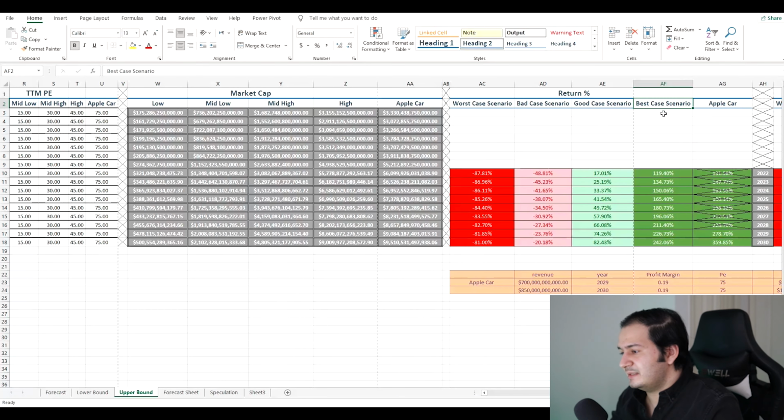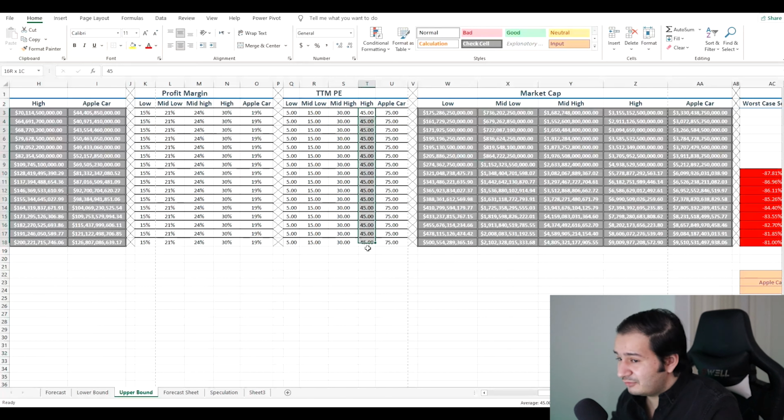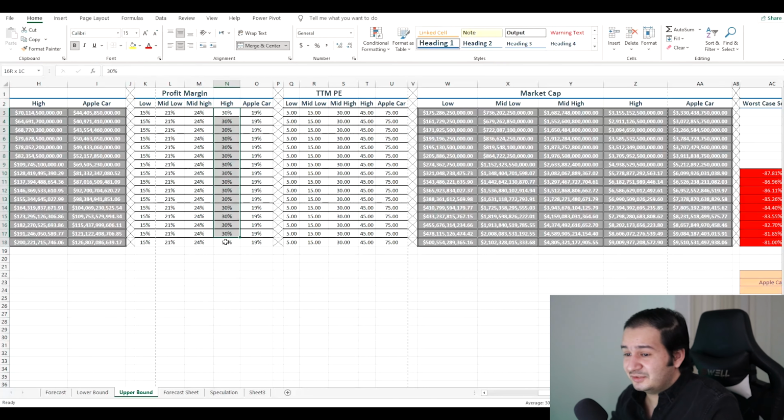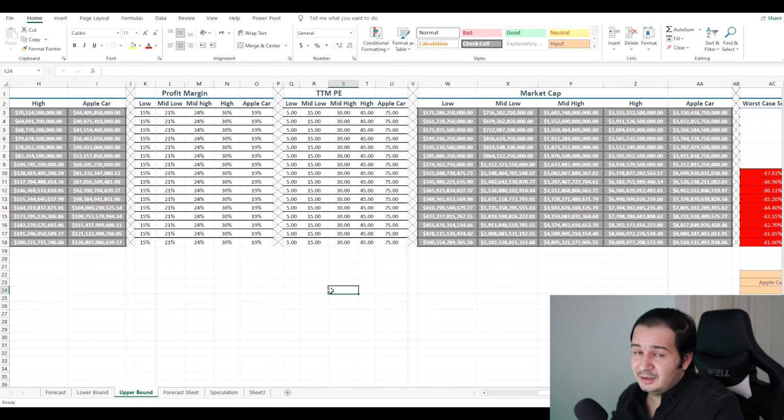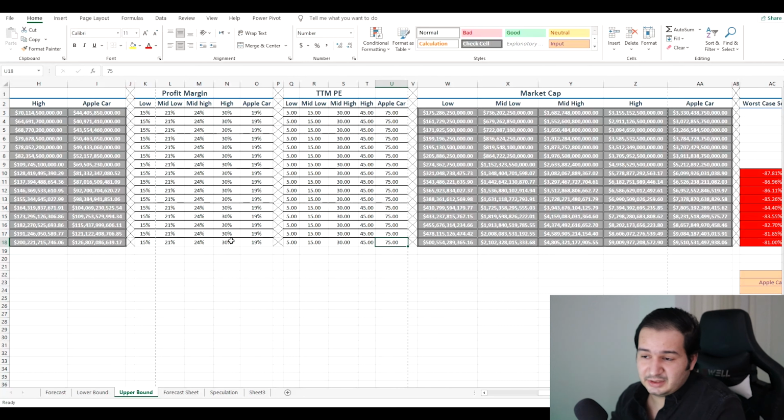For the best case scenario, it's almost the same as the worst case scenario, because we have a P/E ratio of 45 and profit margins of 30%. With this inflation that we're having, it's really unlikely. Maybe in 3 or 4 years we will see 30% profit margins, but in 1 year or 2 years, I don't think so.